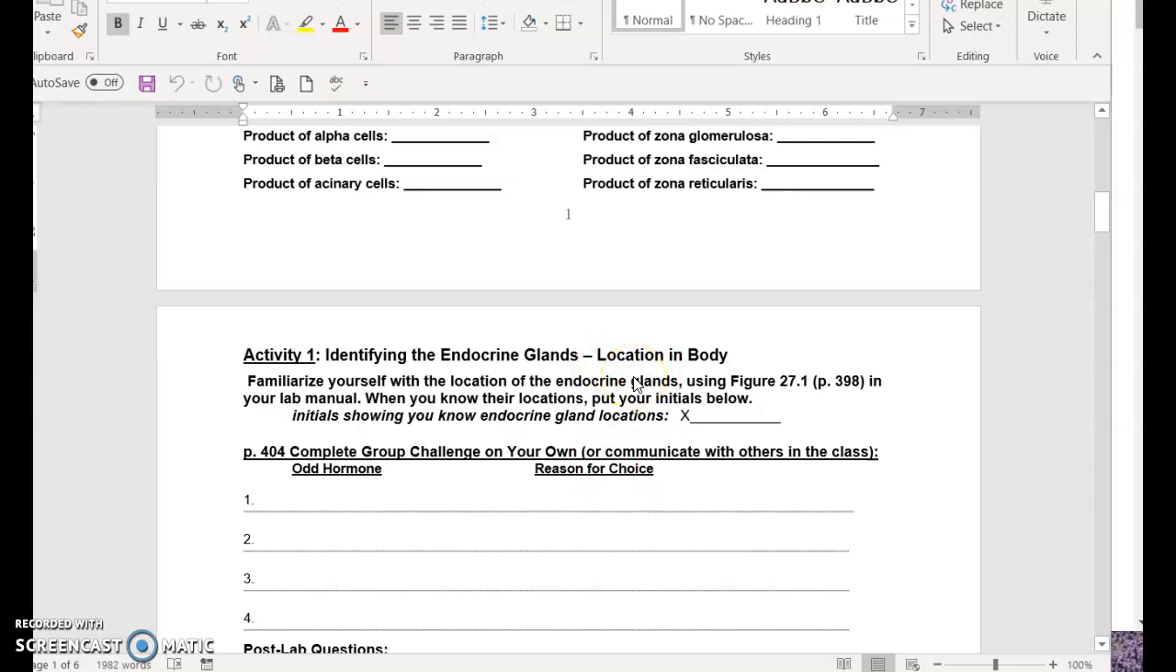And then this is just an activity. We're not together, so this is for you to do on your own, looking at the figures, knowing where things are. And I can tell you, if you do all these activities, you will do much better on the practical exam. In fact, you'll probably get 100%.